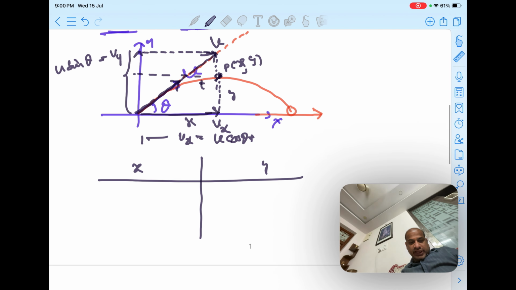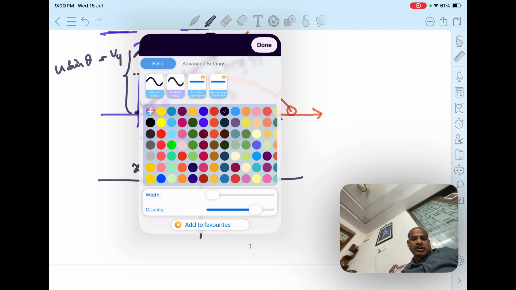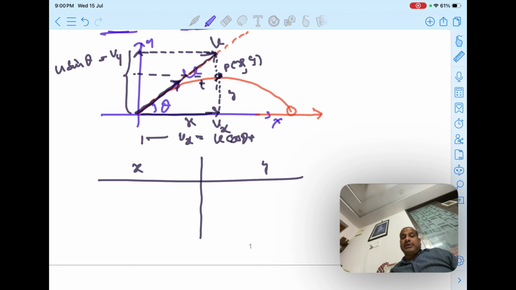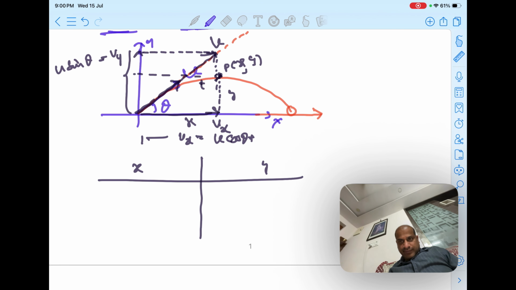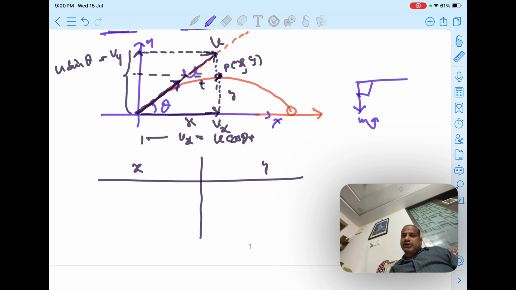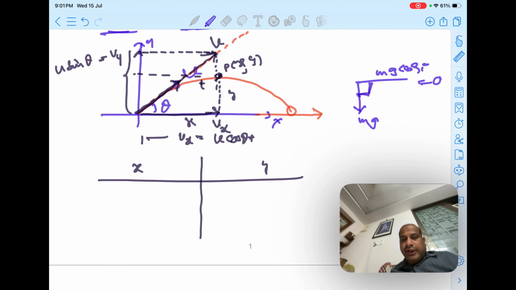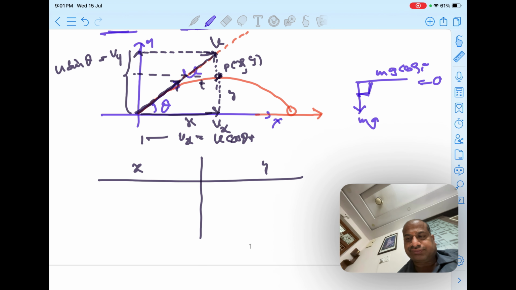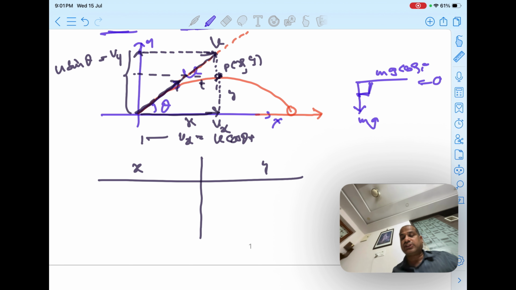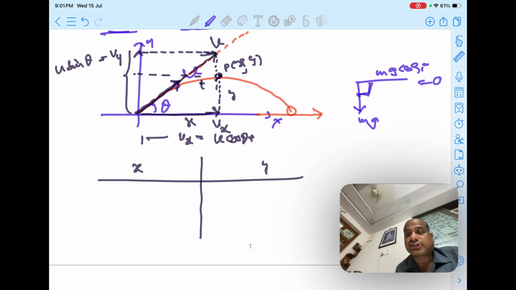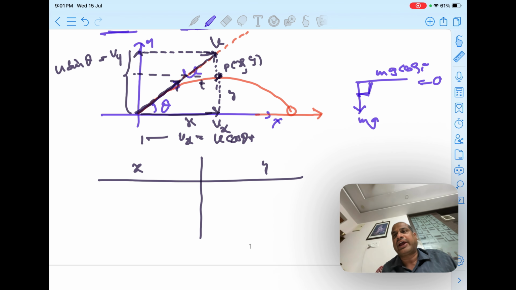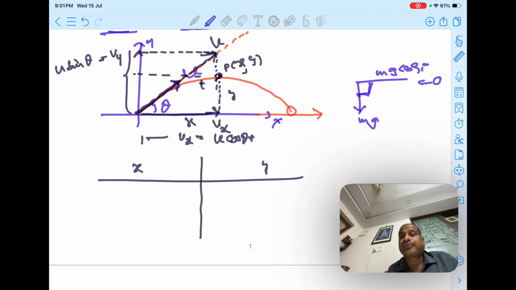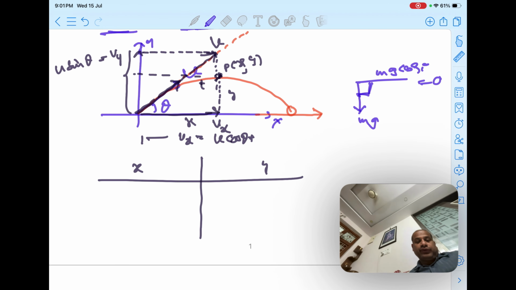Now in the x direction, gravity is not there, so the acceleration will be constant here. Why? In the x direction there is no gravity, gravity is only in the y direction. If we take the component of mg in the horizontal direction, it is mg cos 90, which will be 0 here. So in the x direction velocity is constant, because there is no effect of force. No force means no acceleration. No acceleration means the velocity is constant.